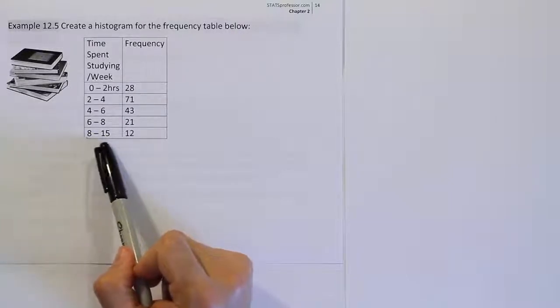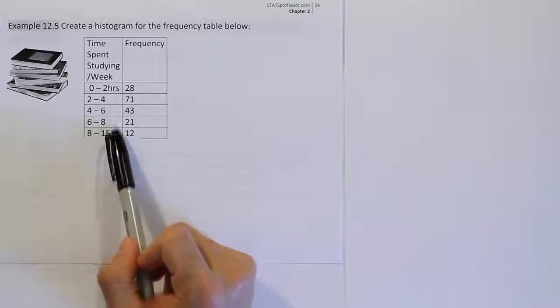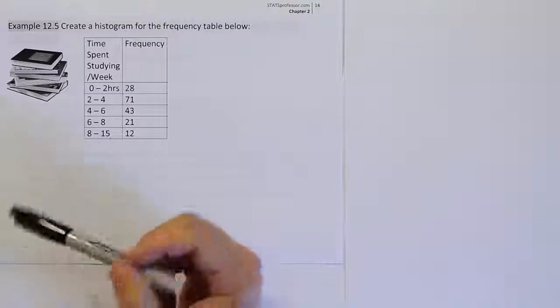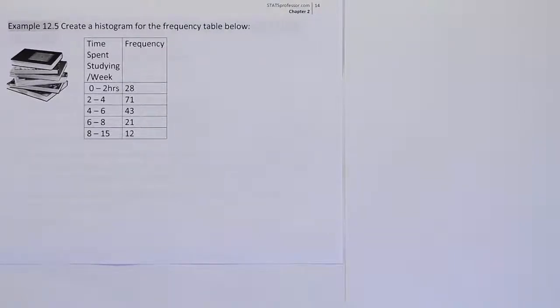What makes it a little different, though, is that this last category or class is too wide. It's wider than all the rest, and because of that, it's not a uniform class width throughout the table. We're going to have to use a slightly different approach to do the drawing. Let's look at how that's done.